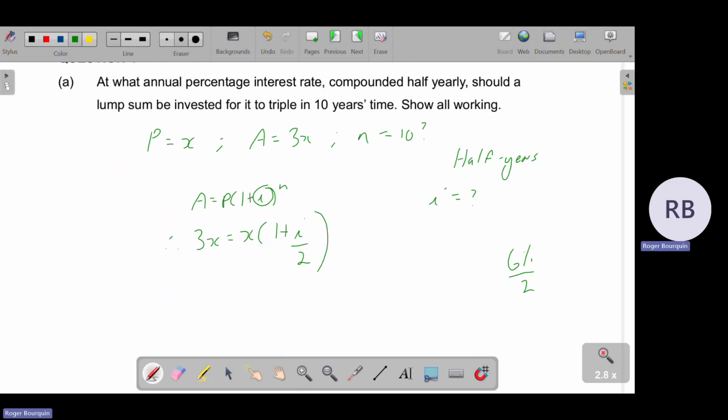So n is equal to 10 years, but how many times would you collect interest? You're collecting interest 2 times every year, right? So n will be equal to 10 times 2. n stands for the number of times you collect interest. So this will be equal to 10 times 2, which is? Are you with me?